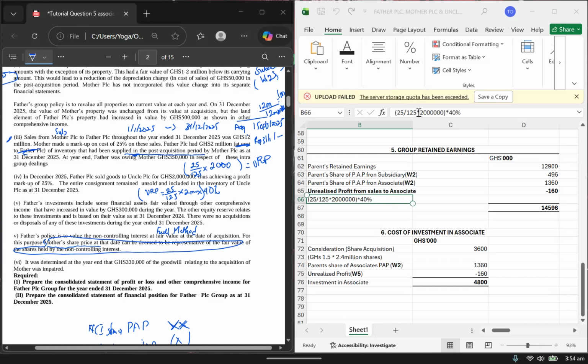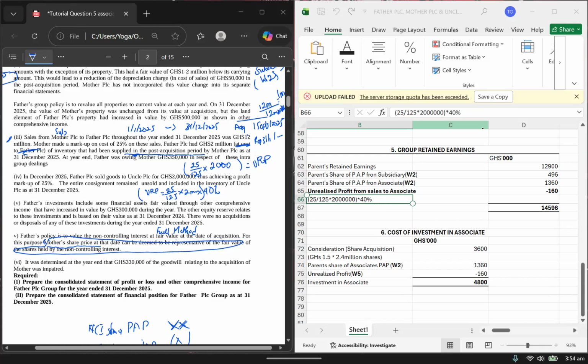So 25 out of 125 times 2 million times 40% gives us the unrealized profit from sales to associates. Okay. Because we are doing it for associates, it's only the parent's portion that will come here. The treatment for associates is quite different from the subsidiary. It's only the parent's portion of its investment in the associate that will come here, not the whole unrealized profit. Let's take note of that.